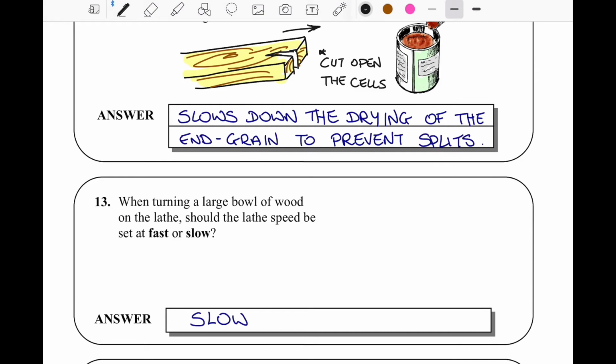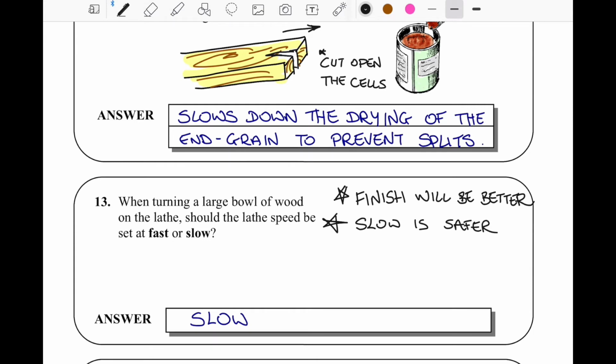When turning a large bowl of wood on the lathe, should the lathe speed be set at fast or should it be set at slow? Well, it should be set at slow. But why is that? Well, there's a few reasons. One is the finish will be better, and that's just a basic one. A slower speed, better finish, just like on the scroll saw, where a slower speed will also give you a better cut, a smoother finish. Another one is that it is safer. Slow is safer.